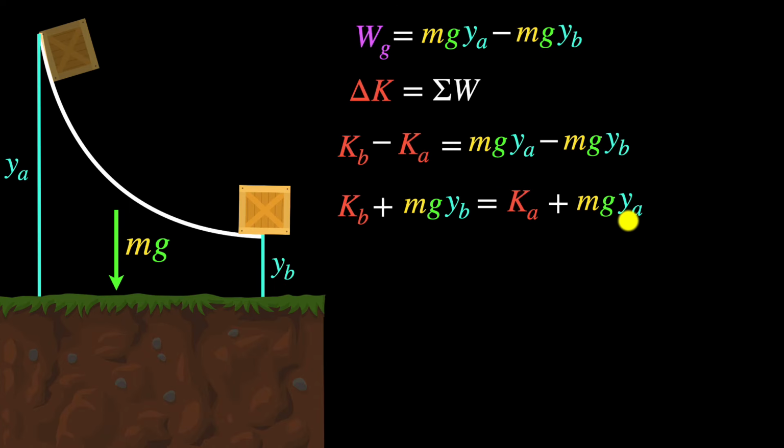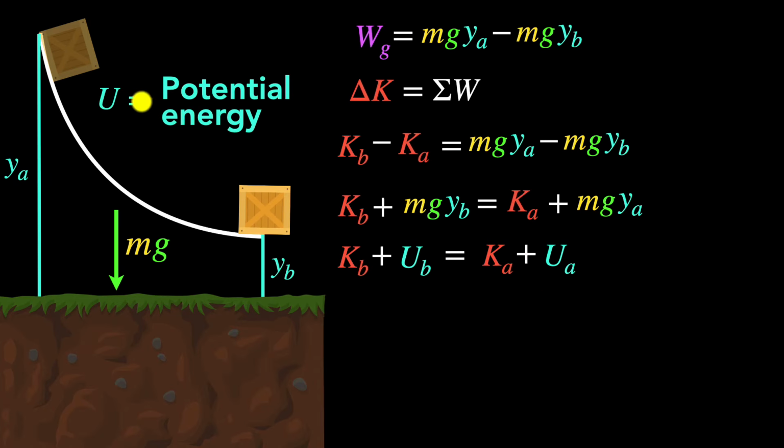Why is this interesting, you ask? Well, first of all, let's think about this term. What exactly is this term? Well, it must have the units of energy, right? Because we're adding it to kinetic energy. We give it a name, we call it potential energy, and we use the symbol U. So we say kinetic energy plus potential energy at B equals kinetic energy plus potential energy at A.